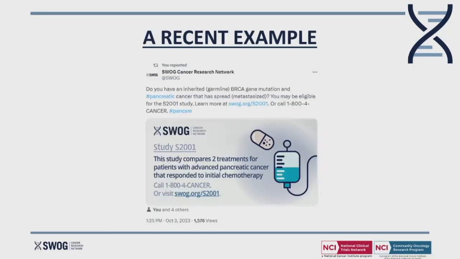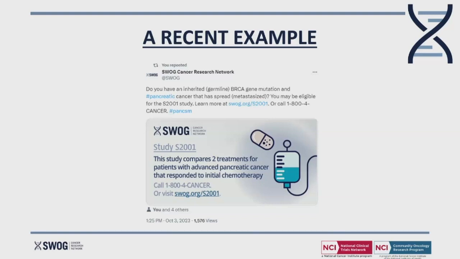But a much more recent example, this is actually just from last week. Now, this is where things get particularly interesting. How do we use platforms like Twitter to promote trials that we already have? This is S2001, a trial that, interestingly, to a GI oncologist, looks at olaparib plus or minus pembrolizumab in germline BRCA mutant pancreatic cancer. And this is where we have to, again, be very, very careful. These are patients that have a hereditary cancer predisposition, so an added layer of sensitivity is needed here.